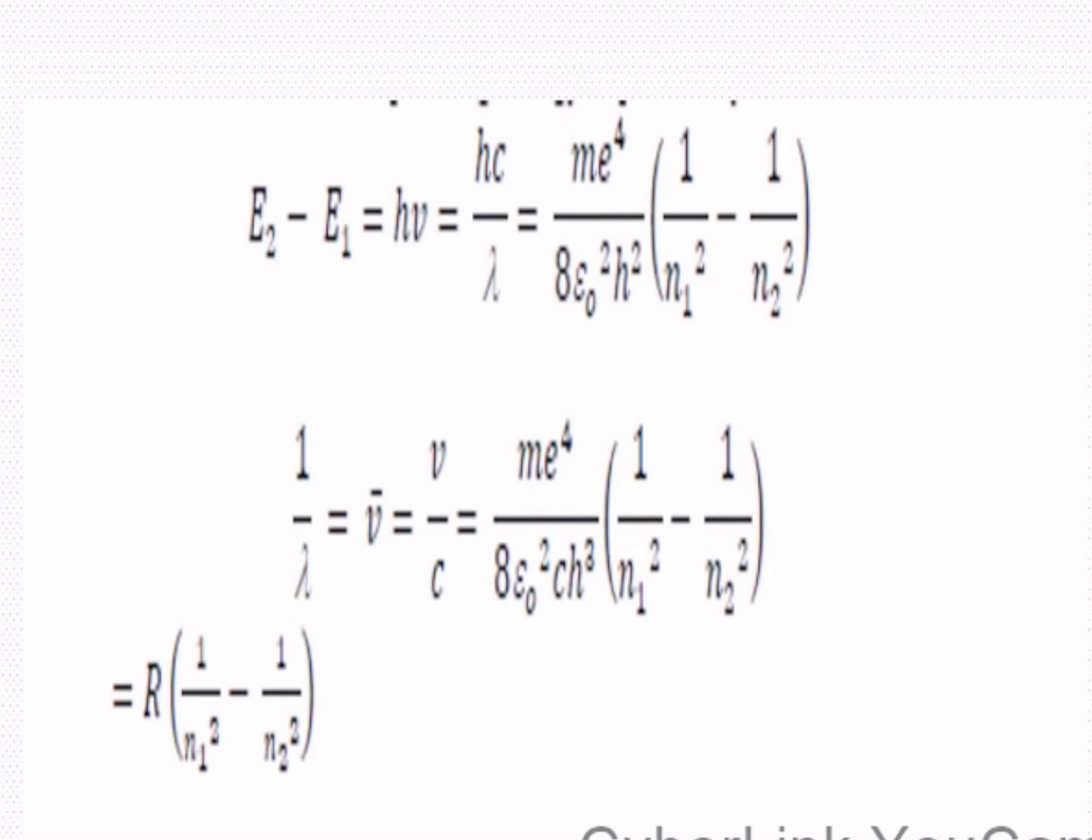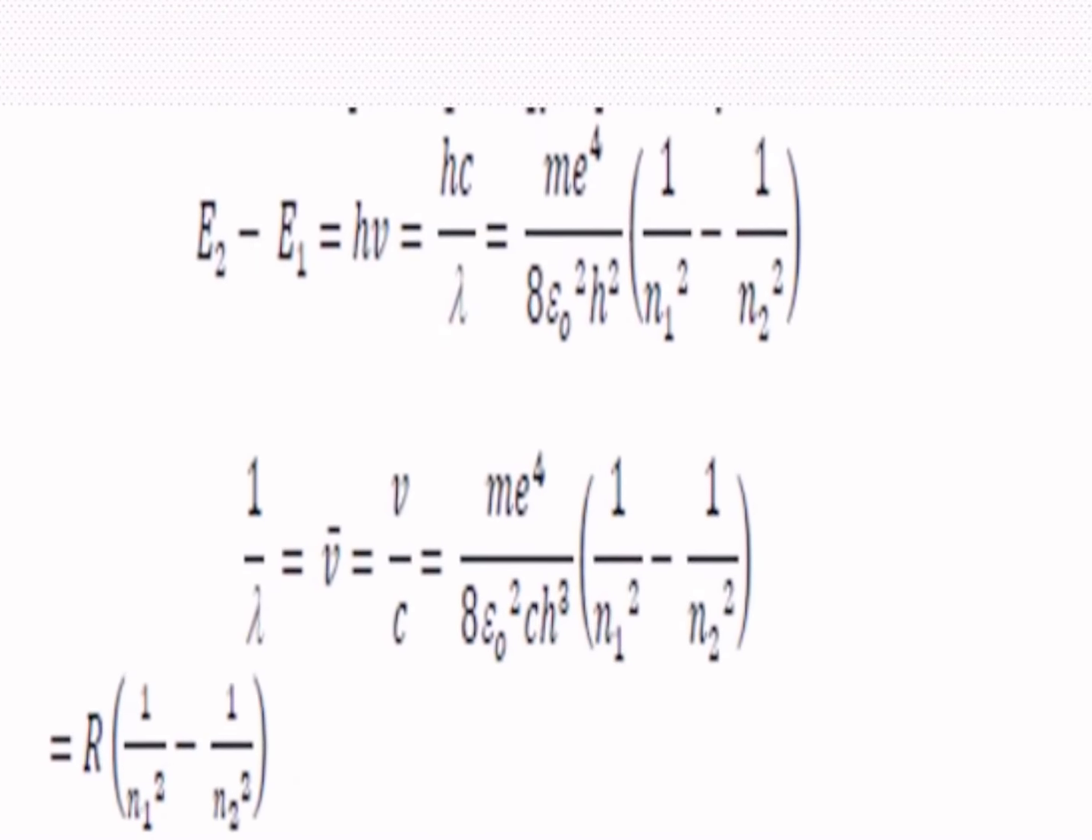Now 1 over lambda equals v over c equals 2π²me⁴ over ch³ times (1 over n1 squared minus 1 over n2 squared). Now the equation becomes 1 over n1 squared minus 1 over n2 squared.